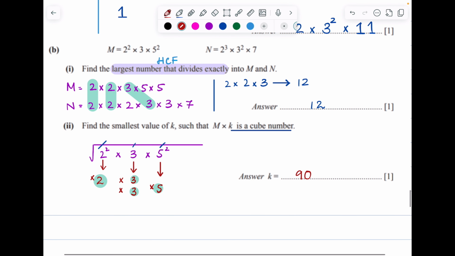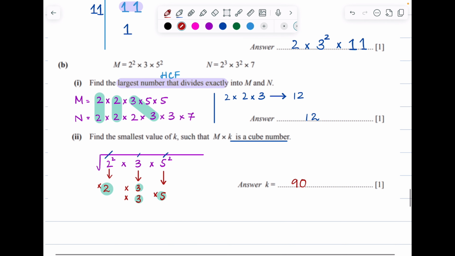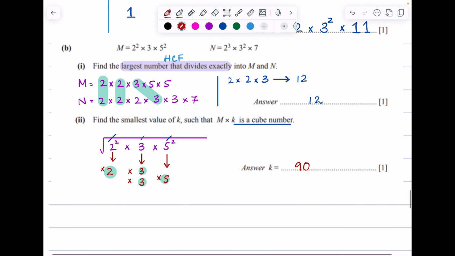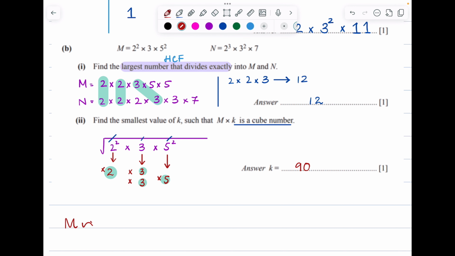And let's have a look as well. You can use your calculator for this part. This is only for checking, to prove to you guys. M is 2 square times 3 times 5 square. That is 300. M as a number is 300. 300 ka cube root does not exist. You can check as well. But if I multiply m times k, which is 90, if I multiply 90 with 300, that gives me 27,000. Now if I do the cube root of 27,000, it's a perfect cube, which is 30. So that's how you do it.